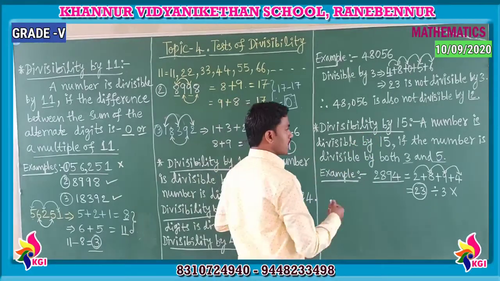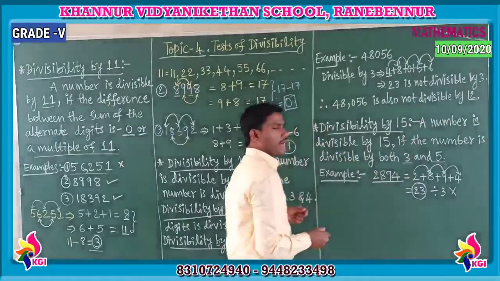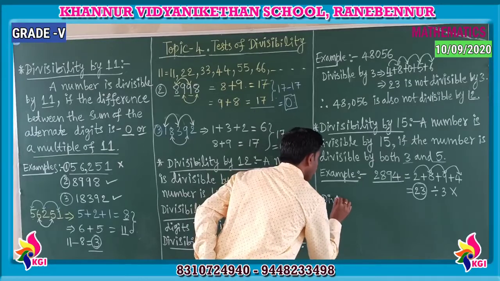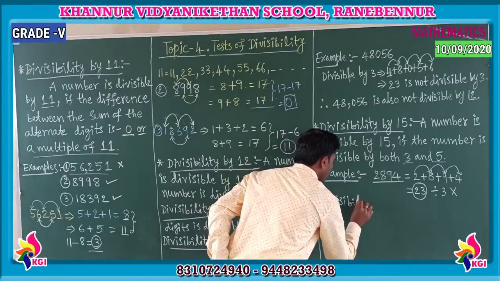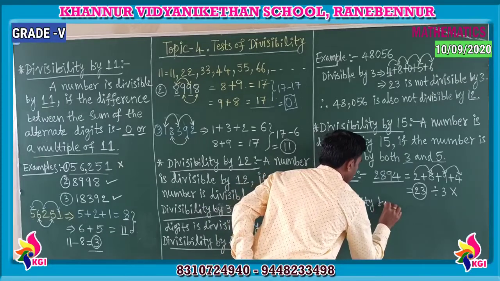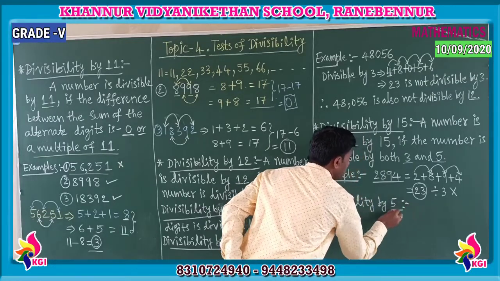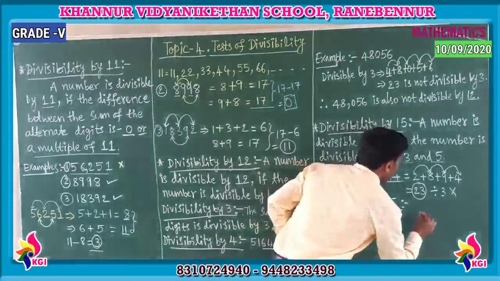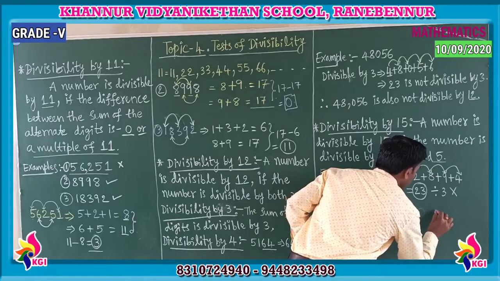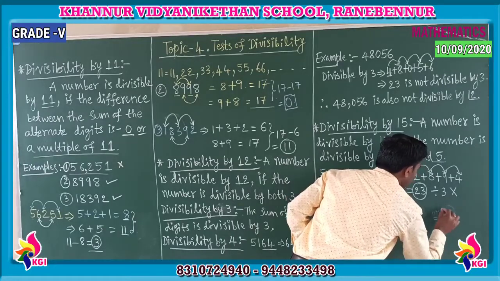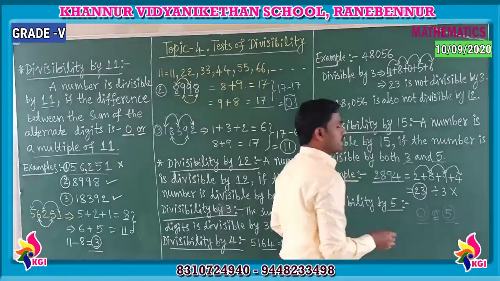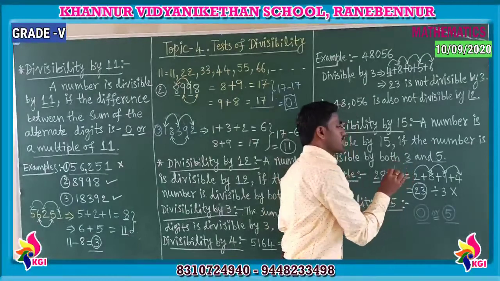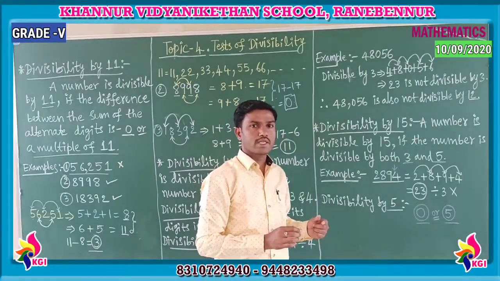And again you have to check, is it divisible by 5 or not? We know the divisibility rule of 5. We know what? In the last digit, either 0 or 5. If the last digit is either 0 or 5, that number is divisible by 5. This is the rule of divisibility by 5.